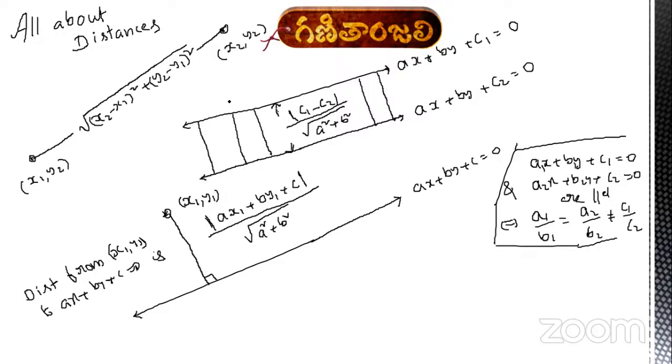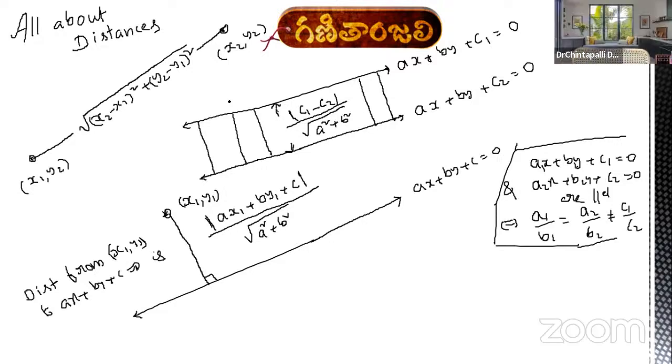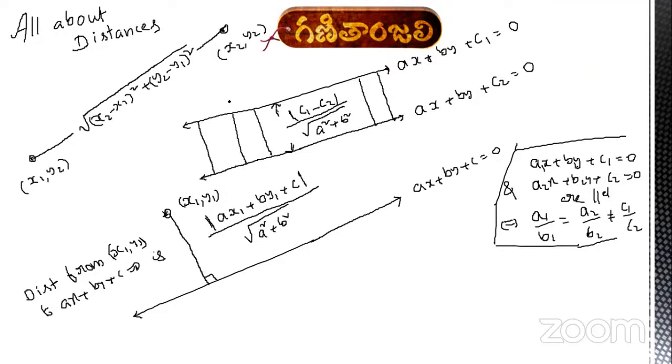The square root of x2 minus x1 whole square plus y2 minus y1 whole square. Mod of c1 minus c2 over root of a square plus b square. And mod of ax1 plus by1 plus c over root of a square plus b square.